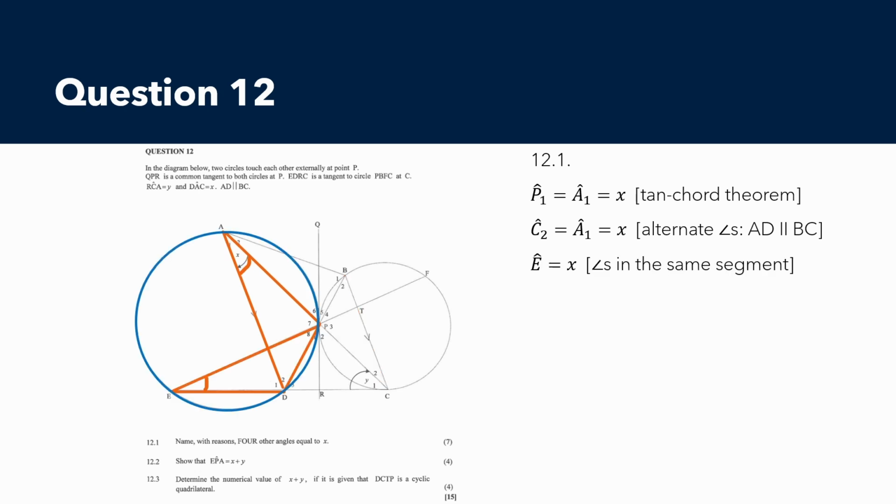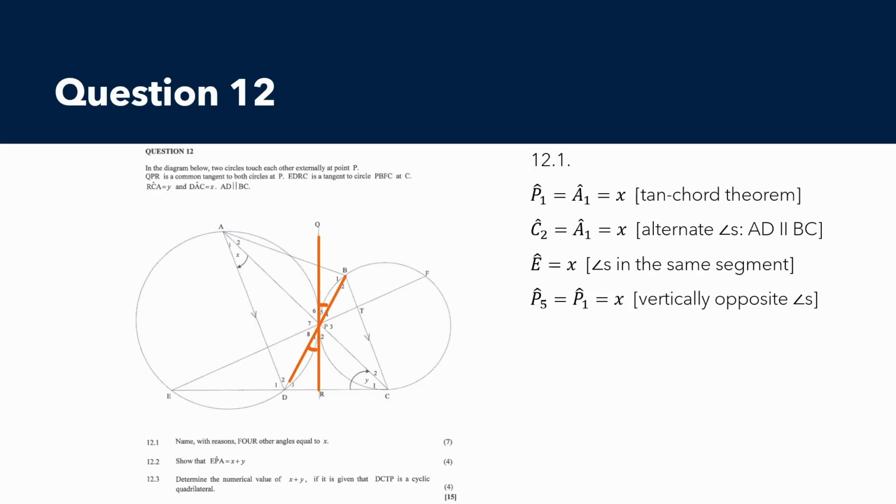And I went on to say angle E is equal to X. Reason was angles in the same segment, or angles subtended by the same chord, and I've highlighted that as well in my diagram as you can see. And finally, I went on to say angle P5 is equal to angle P1 and they are both equal to X. My reason was vertically opposite angles and I have obtained the 7 marks.